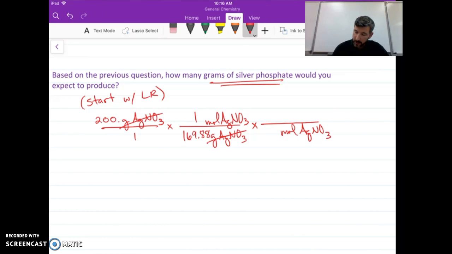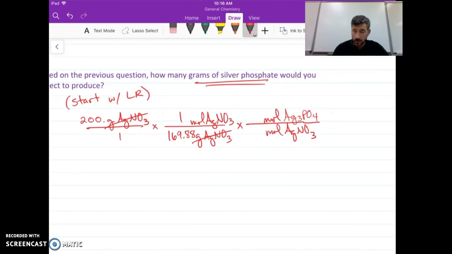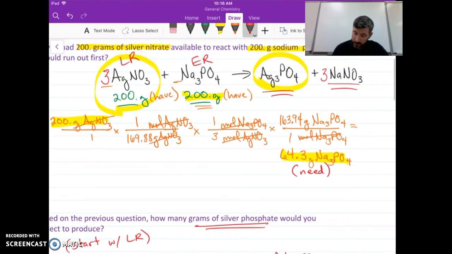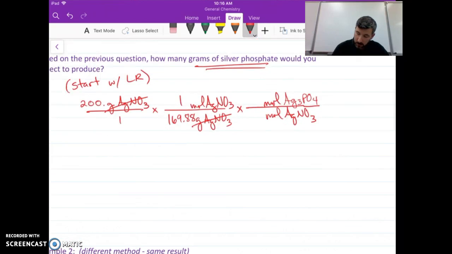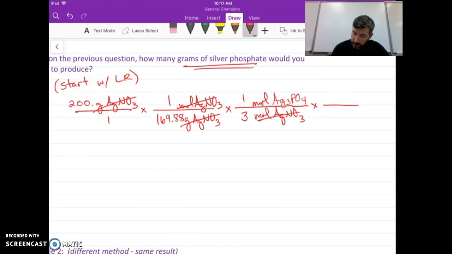And then from moles of silver nitrate, I can go to moles of silver phosphate using the balanced equation. So going back to the balanced equation, that was 1 to 3. So 1 over 3. And the last step is going to be to go to grams of silver phosphate. So again, I want to cancel moles. That's going to go on the bottom. I want to get grams. Okay, so that's going to go on top.